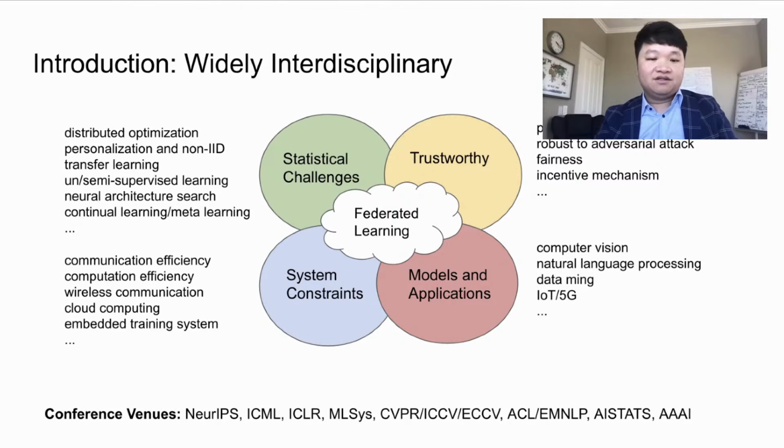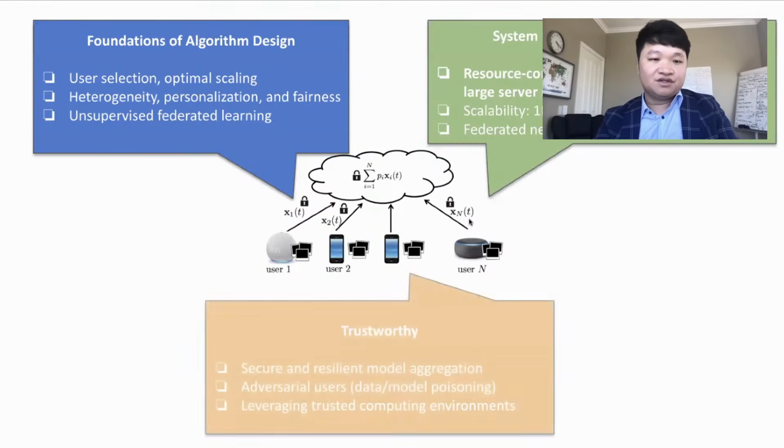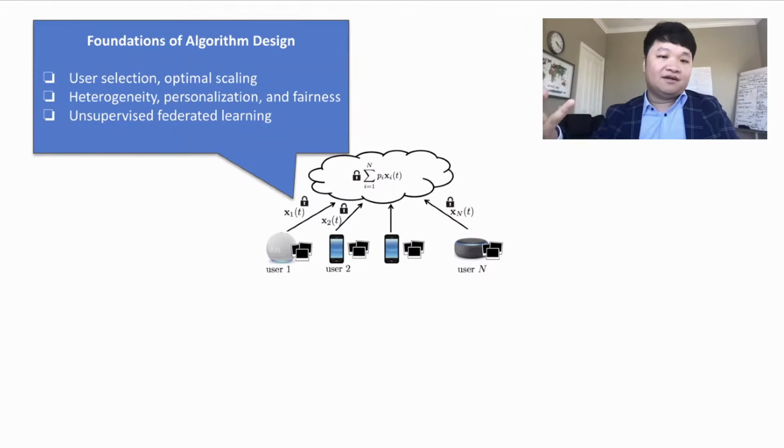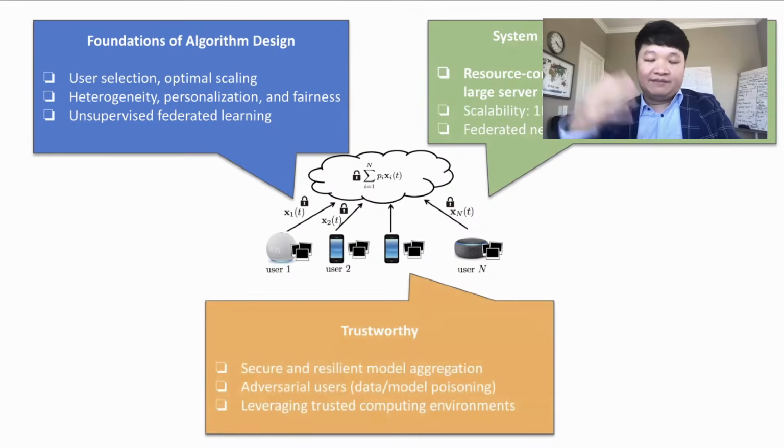So currently federated learning is very popular, and many researchers in ML conferences try to tackle these challenges. And in our lab, we mainly focus on 3 kinds of research, including ML-wise algorithm design, and system-wise, we want to think about how to reduce the system cost and also make it scale up to a larger number of users. And also we are trying to do secure aggregation and make it resilient to malicious users.